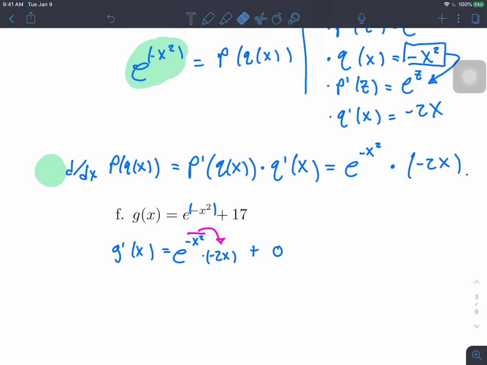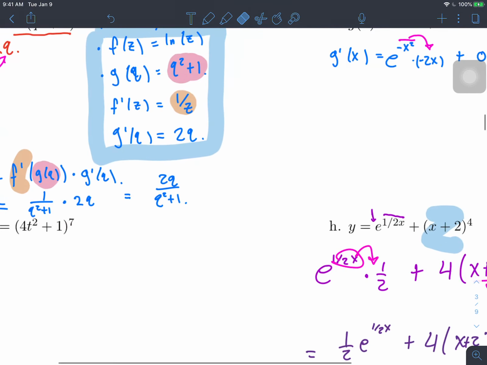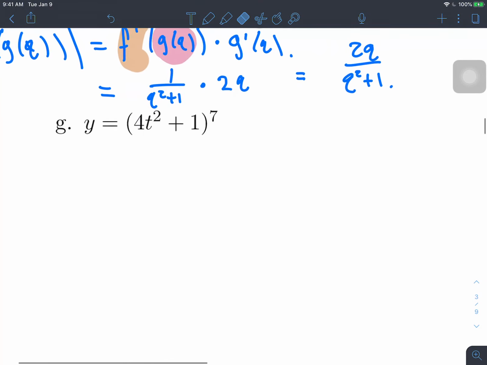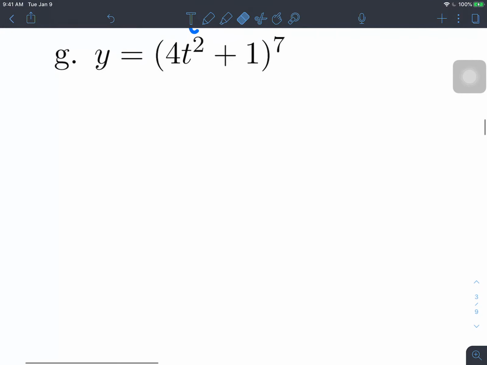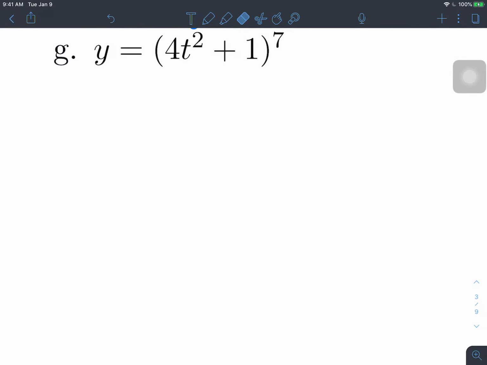All right. Let's go on to this one then. We'll do the derivative of 4t squared plus 1, all to the 7th power. Let's do it the fast way together. Let's just, in our minds, keep track of what is the inside and the outside function. So let's just think for a second. If we have y equals 4t squared plus 1 to the power 7, what's the inside function here?